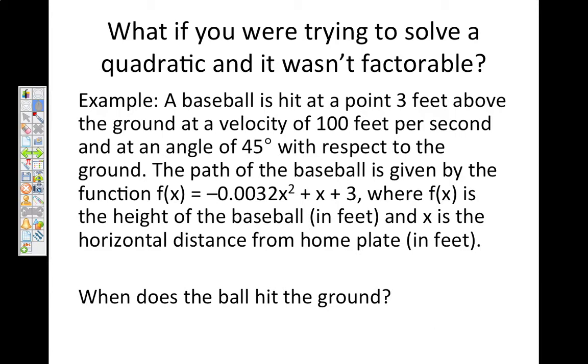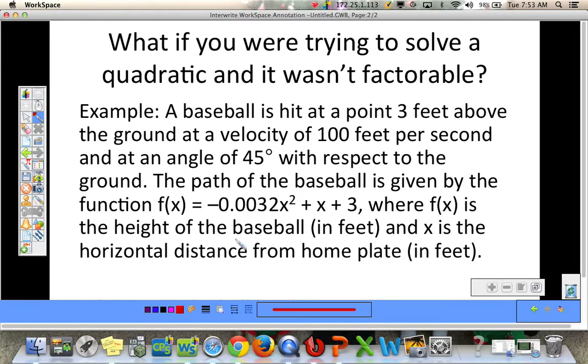Example, a baseball is hit at a point 3 feet above the ground at a velocity of 100 feet per second at an angle of 45 degrees with respect to the ground. The path of the baseball is given by this function, where f of x is the height of the baseball in feet, and x is the horizontal distance from home plate in feet. So the question is, or should be, where does the ball hit the ground?